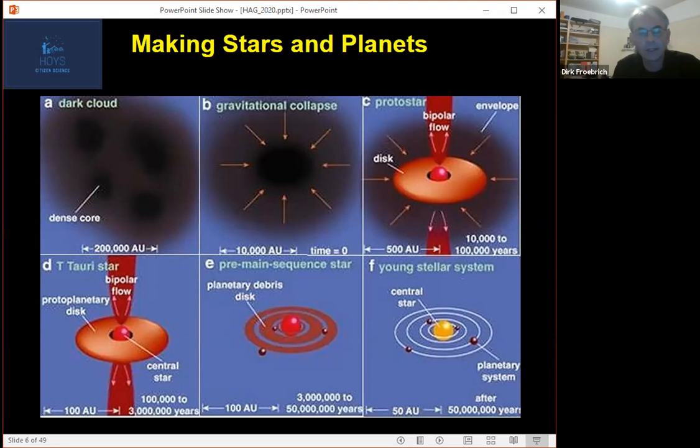These are not the dust grains you find in your house. These are very, very small. They're about a micrometer in size, and they're typically either graphite or silicate.